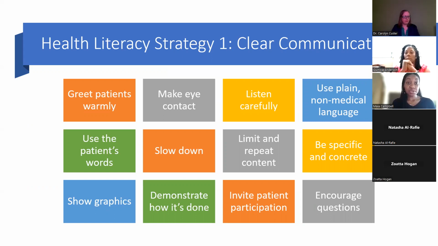Show graphics. I'm very much a visual learner, so graphics are very impactful to me. Make eye contact. Depending on the culture of the clients or patients, making eye contact is a great way to show that you're listening and you care. Slow down, listen and communicate clearly, demonstrate how things are done, limit and repeat content, invite the patient's participation, and use plain non-medical language. I know that can be difficult for some of us on the medical side. Not everyone knows medical terminology, and we have to acknowledge that when we're working with our population served. Be specific and concrete, and encourage the patient or client to ask questions.